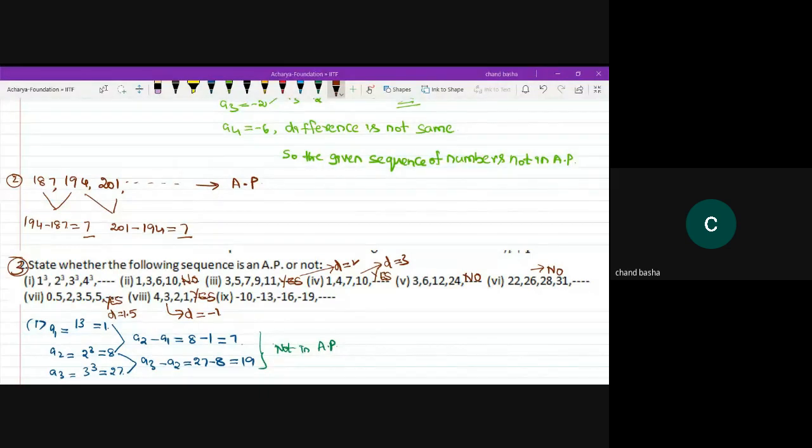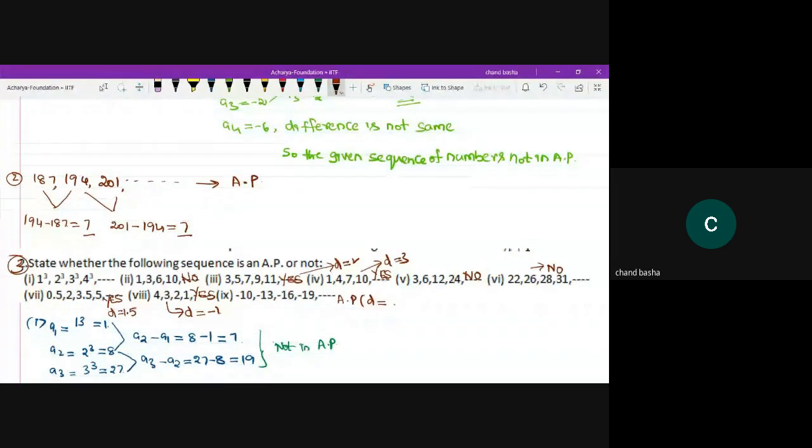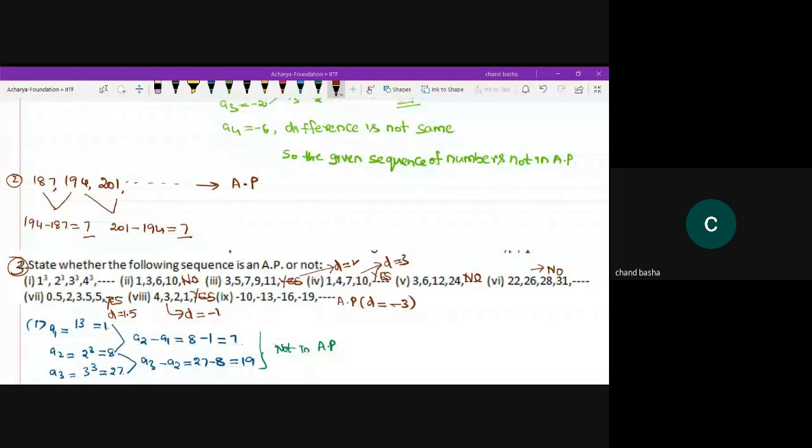Yes, very good. Very good, guys. So it is in AP clearly, the last question, because the difference is fixed. It is in AP and the common difference is -3. Very good. All the questions we have completed here only. Very good response, guys. So can I go for the next point?